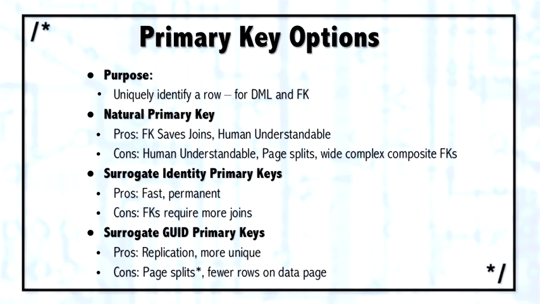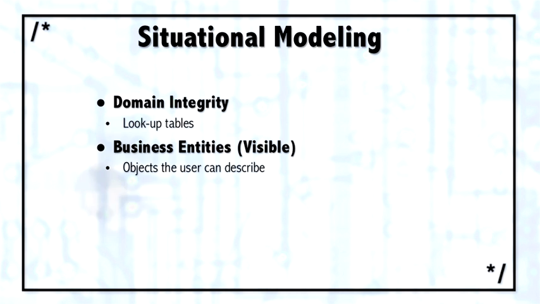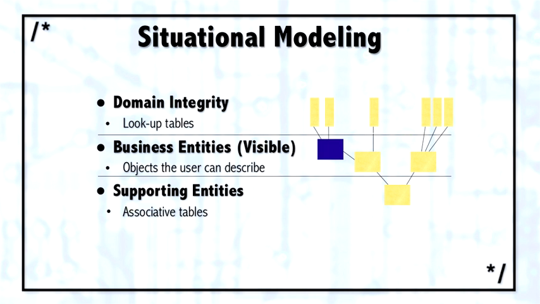When I'm working with primary keys, I actually use a system called situational modeling. And in situational modeling, what I do is I divide up the schema into 3 different areas. In the center are business entities, also called visible entities. When you sit down with the user and they describe what they want the database to contain, these will be the entities that they understand: orders, customers, products, shipping information. These are the documents they work with on a day-to-day basis.